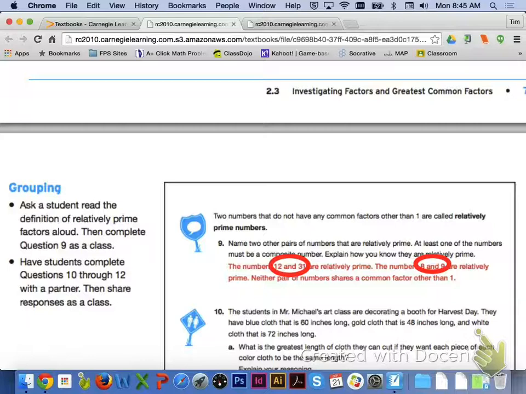Two examples that the book came up with for number 9 are 12 and 31 and 8 and 9. Both of those pairs of numbers are relatively prime because neither pair of numbers shares a common factor other than 1. So that is the explanation that you should have no matter what pair of relatively prime numbers you came up with.